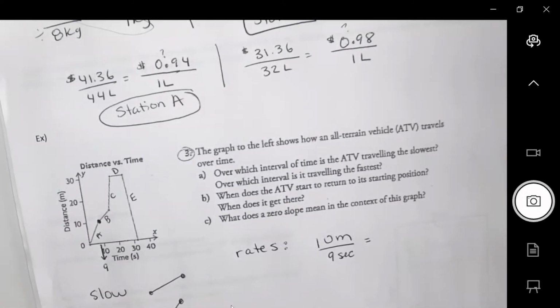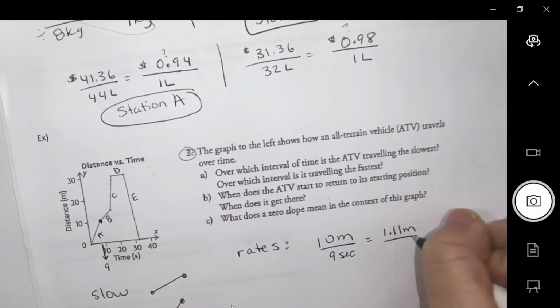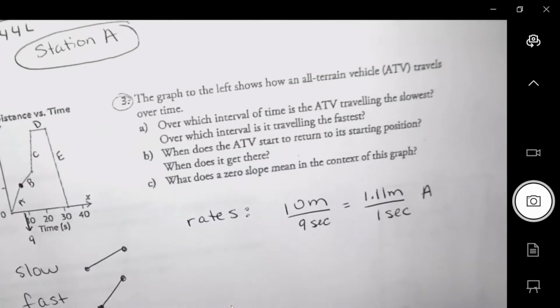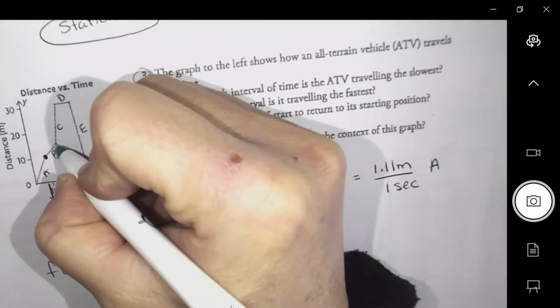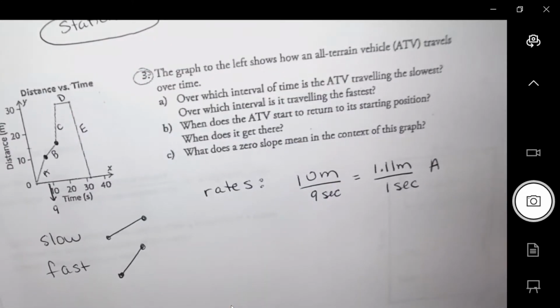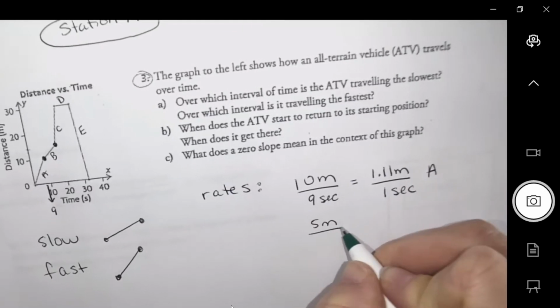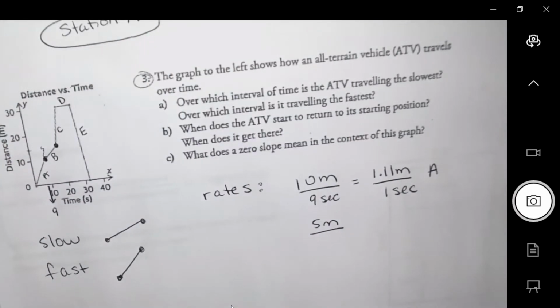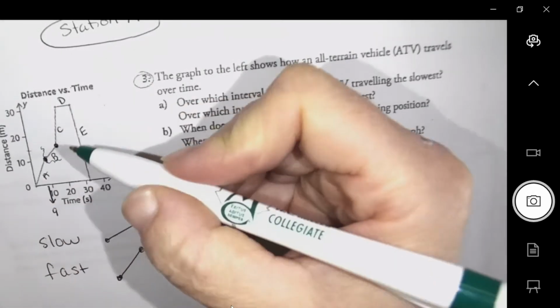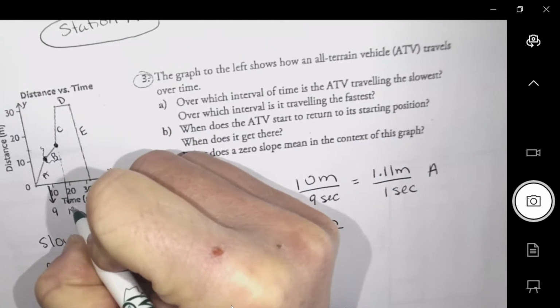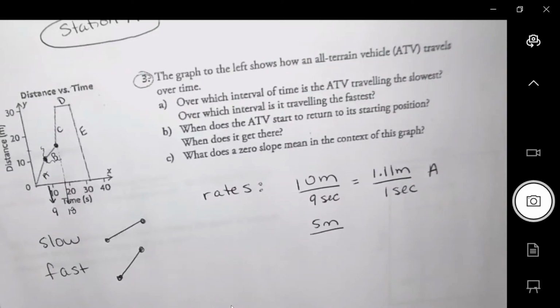So if we divide that, 1.11 meters per 1 second of time. Okay, what's the rate in section B? We go from 10 to what's that distance? Should we say 15? So going from 10 to 15 means they've traveled 5 meters. We put that at 9 seconds. What do you want to put this at? 18? So going from 9 seconds to 18 seconds is 9 seconds.